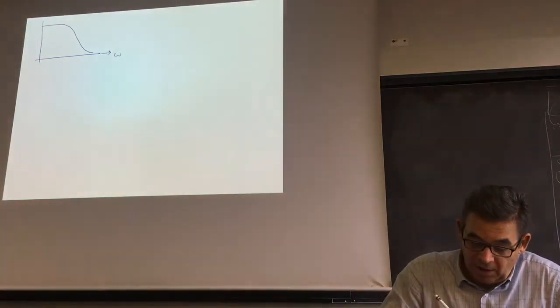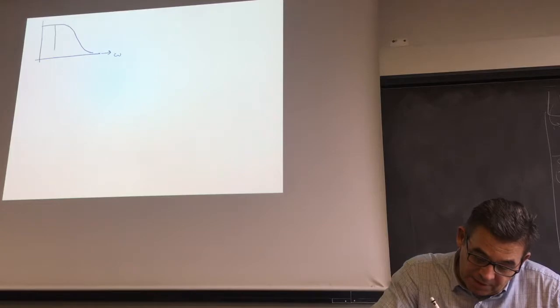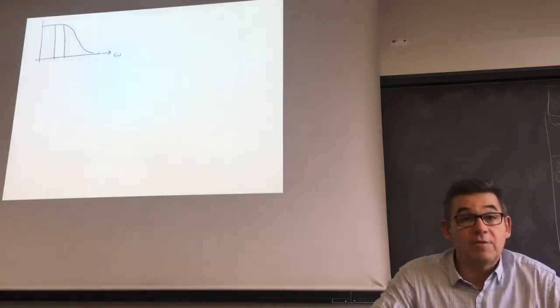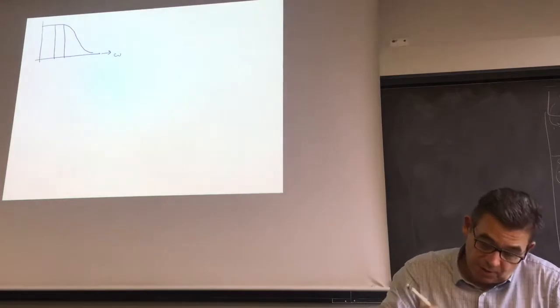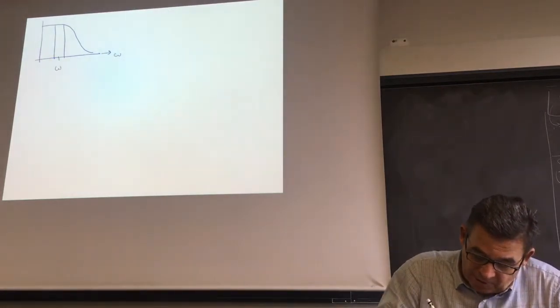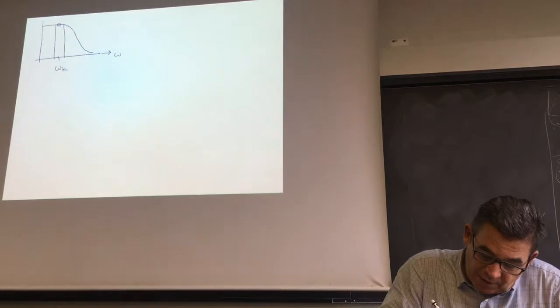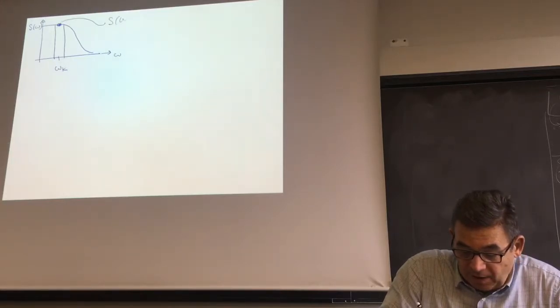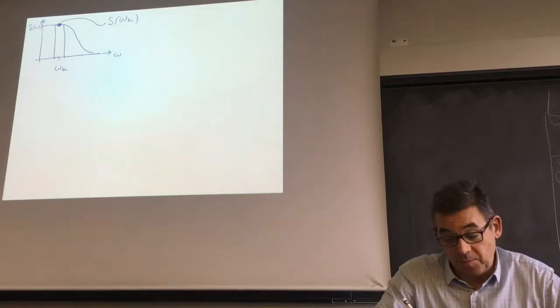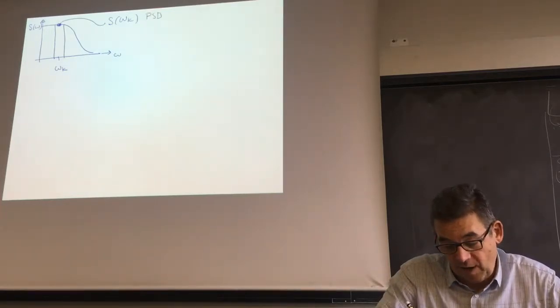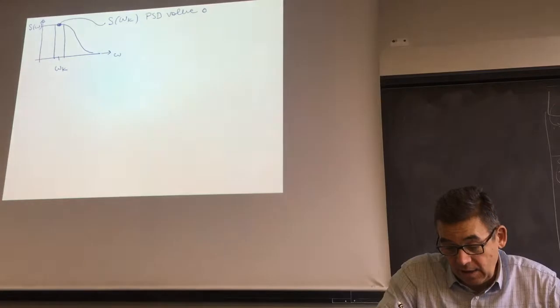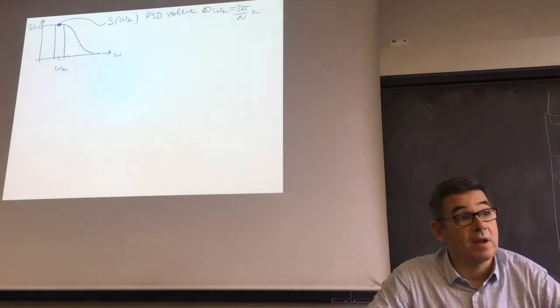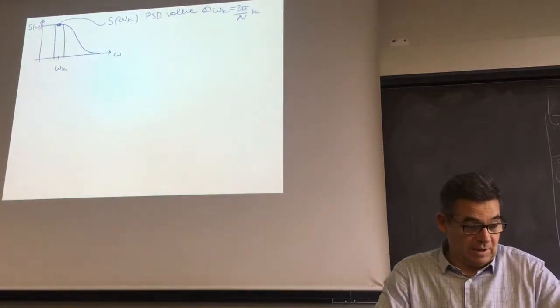this is omega. The periodogram is measuring the power in every bin. Let me call these frequencies omega k, and let me call the power spectral density S of omega, and this one S of omega k. This is the power spectral density value at omega k equal to pi divided by n multiplied by k. That's what we have.